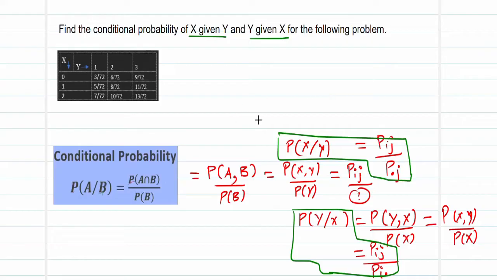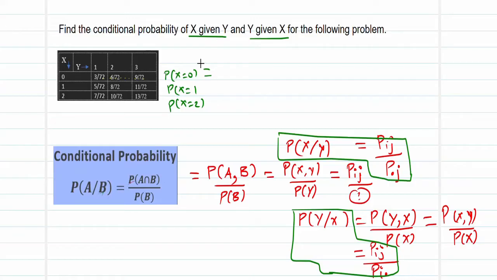Now let us quickly find the denominators required for the problem. What are the denominators required? The marginal functions. How do we find the marginal functions? When we estimate the marginal of x, we want probability of x equal to 0, probability of x equal to 1, and probability of x equal to 2. How to find them? Just add them up. X equal to 0 is fixed, and what varies is y. So take the variation in y. So it is 3 plus 6 plus 9.